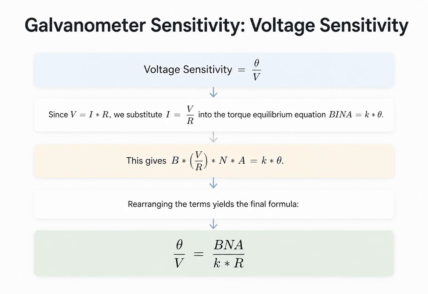Next, let's look at voltage sensitivity, which is the deflection per unit voltage, or theta over V. Since Ohm's law tells us that voltage equals current times resistance, we can substitute current as V over R into our torque equilibrium equation. Rearranging this gives us the voltage sensitivity formula, BNA divided by the product of the torsional constant K and the total resistance of the coil, R. Notice how coil resistance plays a crucial role here.